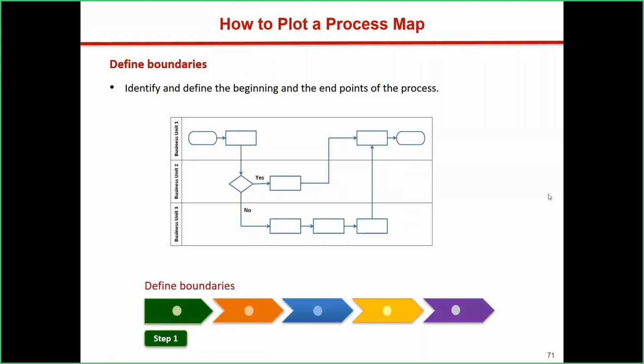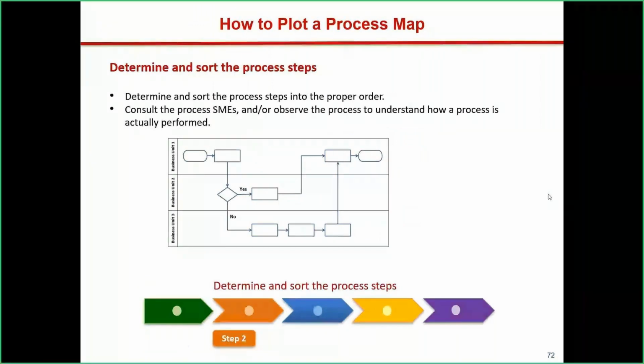Second, determine the sort of process steps into proper order. So usually we consult the process SMEs and or observe the process to understand how a process is actually performed. Now, the best way to do it is to actually write down the process steps one by one. And then when you are about to make a chart, just insert that text into it. See?